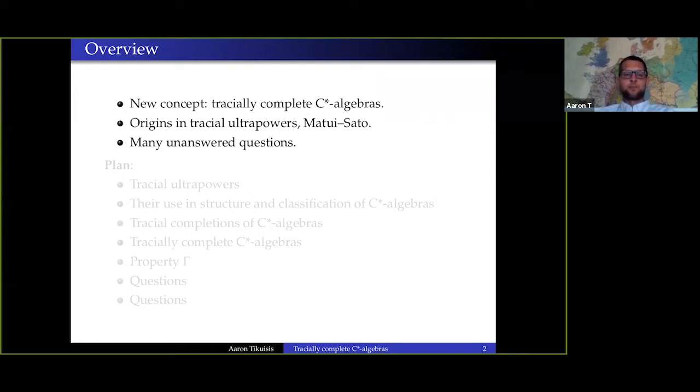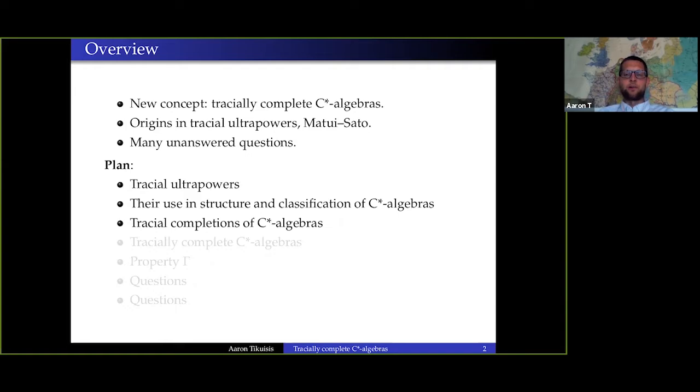So the plan for my talk: I'm going to talk about tracial ultrapowers, their use and their structure in the classification of C-star algebras. And then I'll get from this to what we call tracial completions of C-star algebras, and then tracially complete C-star algebras, the main object of my talk. I'll talk about a property gamma and some results coming from this, and then I'll have questions, and then maybe you'll have questions.